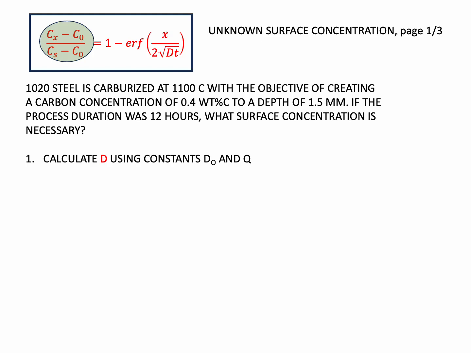Okay, we're back, and I'm going to spend the next videos just going through examples of problems with different unknowns. In this video I'm going to talk about unknown surface concentration. We talked last time about unknown concentration at depth x. So my example, I've got the steel is 1020.